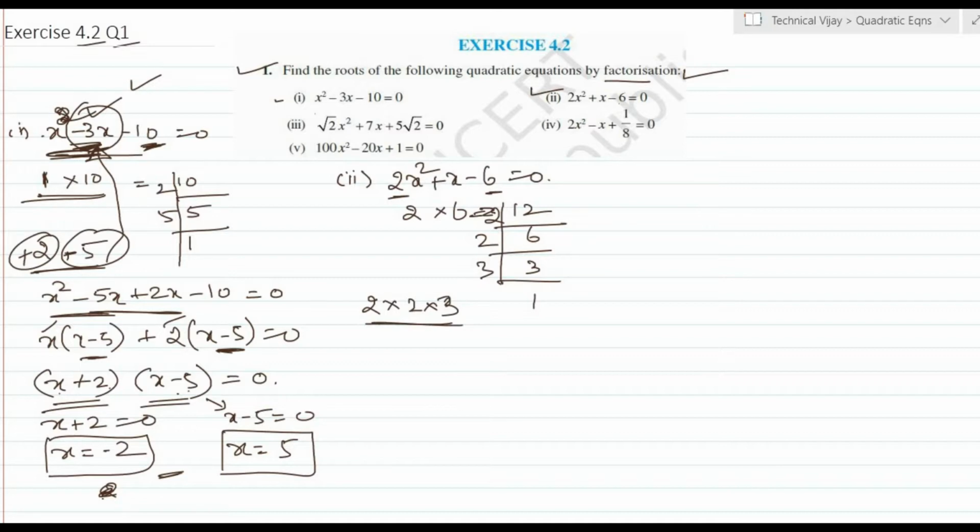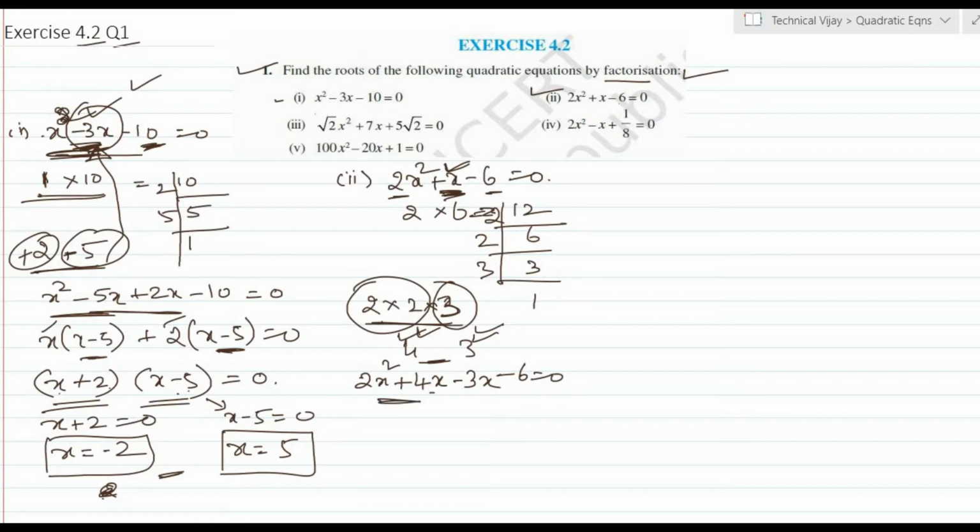So by using these factors, we can add or subtract so that we will get this middle term. See here, this 4 and 3: 2 into 2 is 4, and 3. 4 minus 3 equal to 1. So by the use of this 4 and 3, we will substitute here in place of x. So here we can write this as 2x square plus 4x minus 3x, because 4x minus 3x is nothing but the result will be only 1 x. So minus 6 I will write as it is.